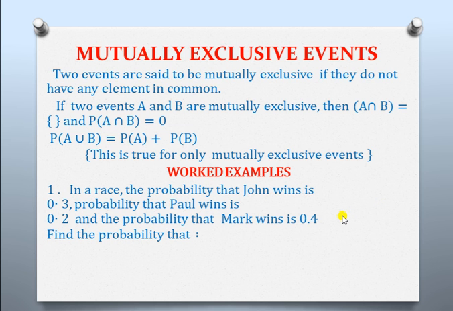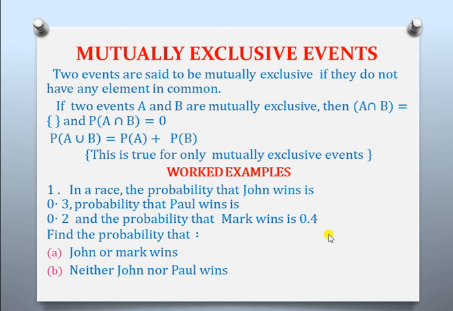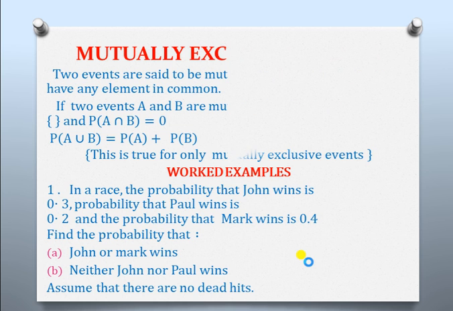In a race, the probability that John wins is 0.3, and that Paul wins is 0.2, and the probability that Mark wins is 0.4. Find the probability that John or Mark wins. Part B, neither John nor Paul wins. They're telling us to also assume that there are no dead heats. Let's look at the solution.